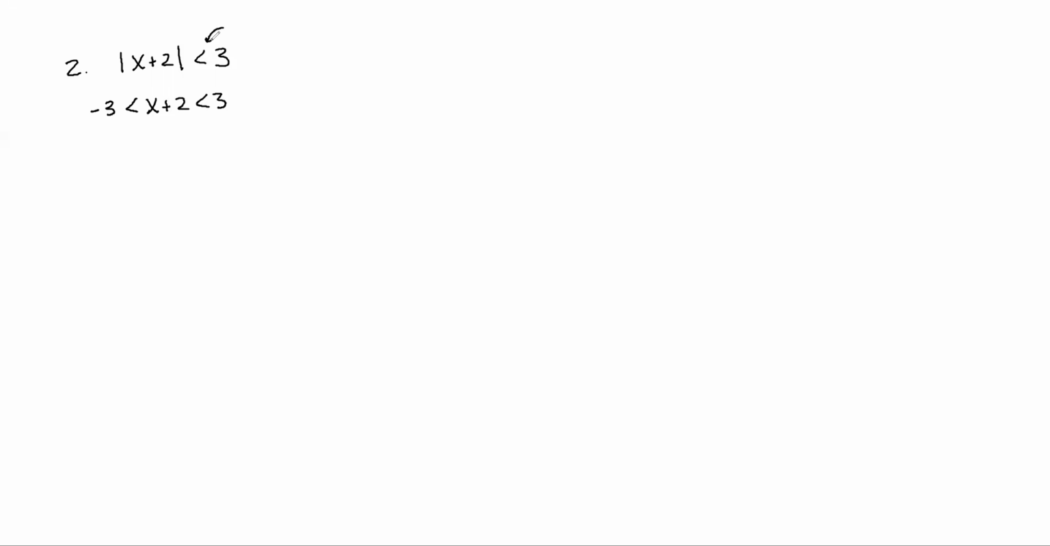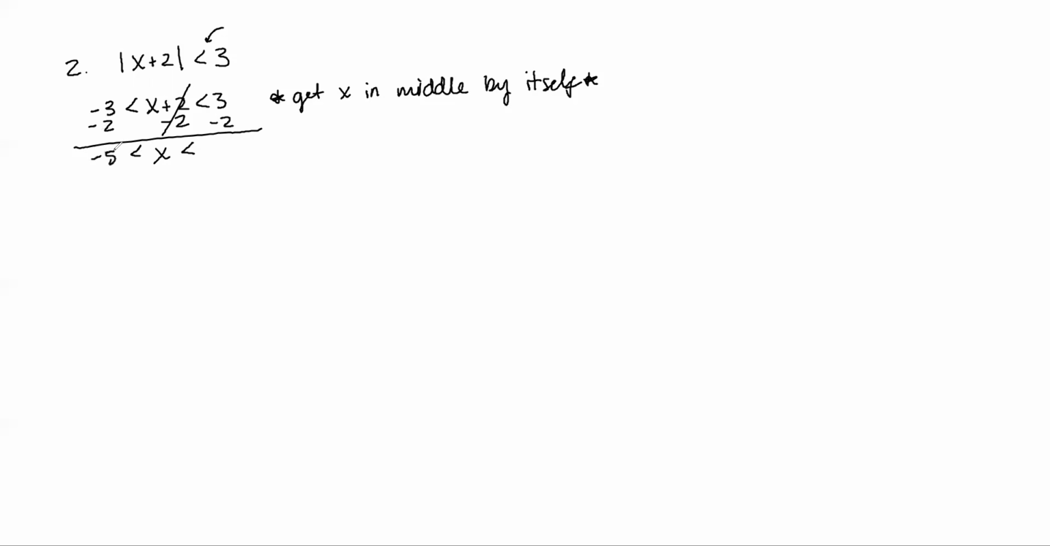Now, if you remember with 3-part inequalities, our goal is to get x in the middle by itself. And so in order to do that, we want to subtract the 2 from the middle, the left, and the right. We have to do it 3 times. So in the middle, these cancel, we're just left with x. Bring down your inequalities, and -3 minus 2 is -5. 3 minus 2 is 1.